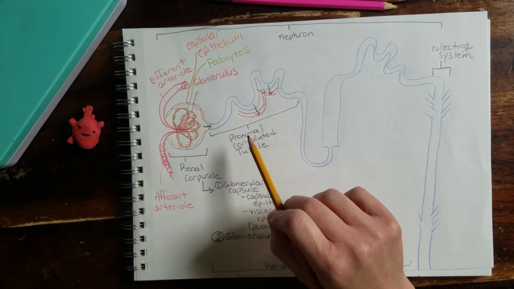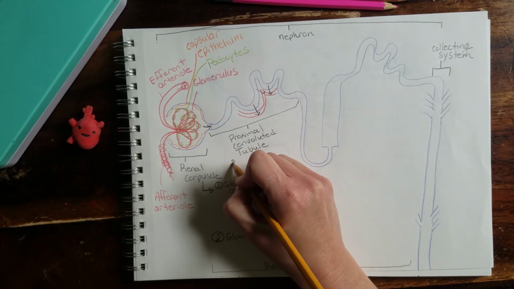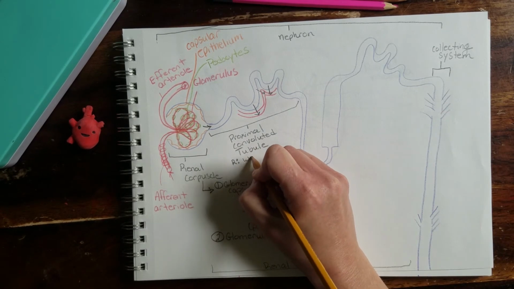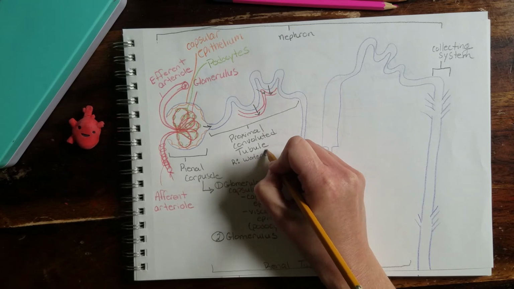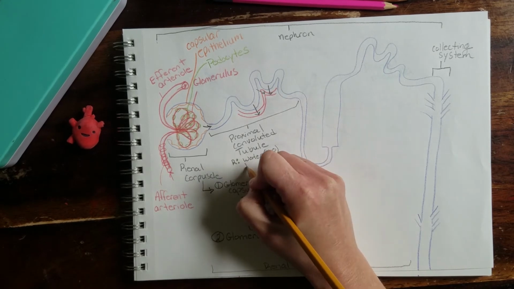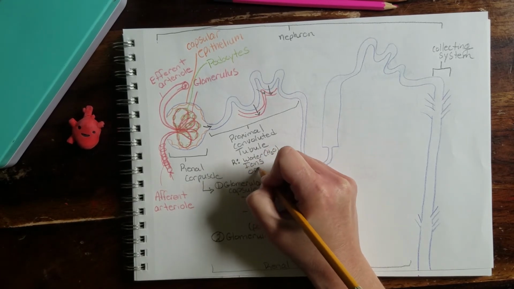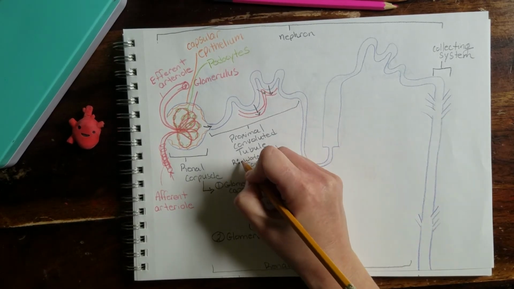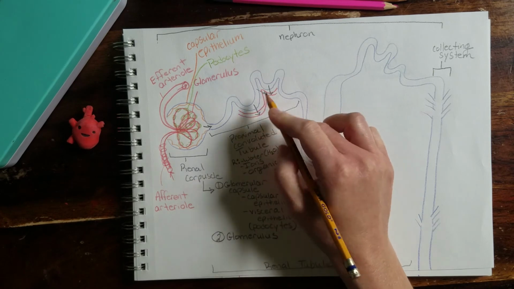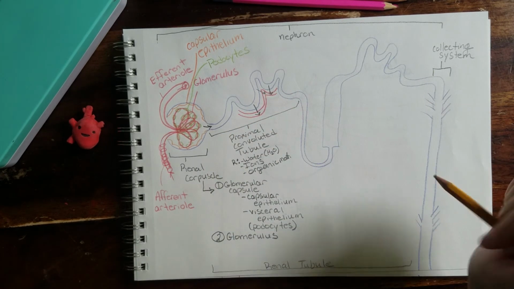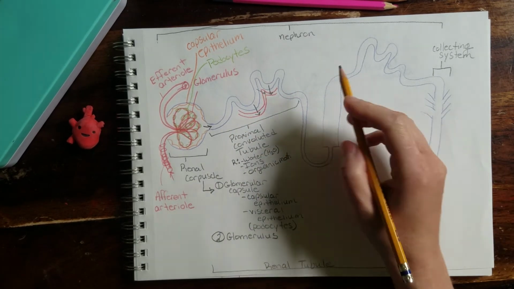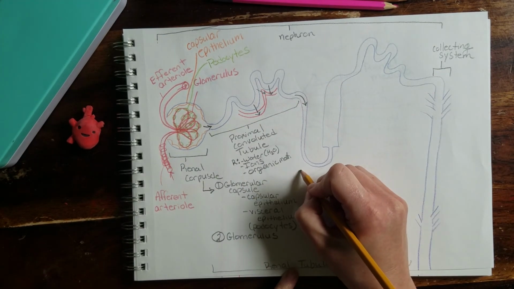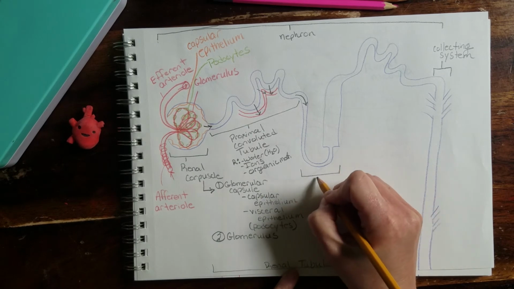But in the proximal convoluted tubule, the main function is going to be reabsorption. I'm just going to put an R for space sake. And you will reabsorb things like water, right? So really I've been writing H2O. So water, ions, and organic material. Okay, so water, ions, and organic material are going to be reabsorbed in the proximal convoluted tubule. That's going to be the main function. The filtrate will travel from the proximal convoluted tubule into the loop of Henle, also known as the nephron loop.